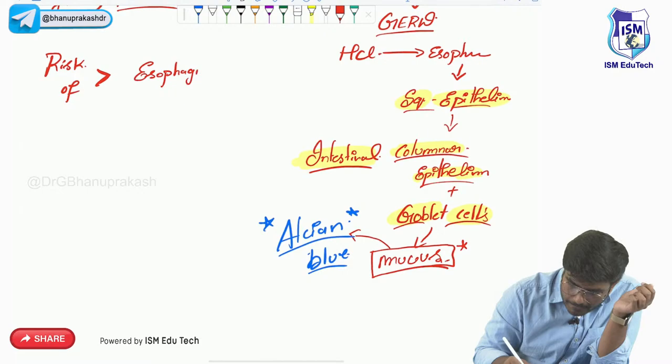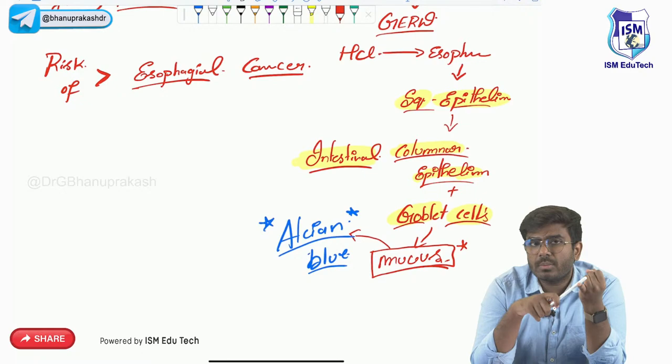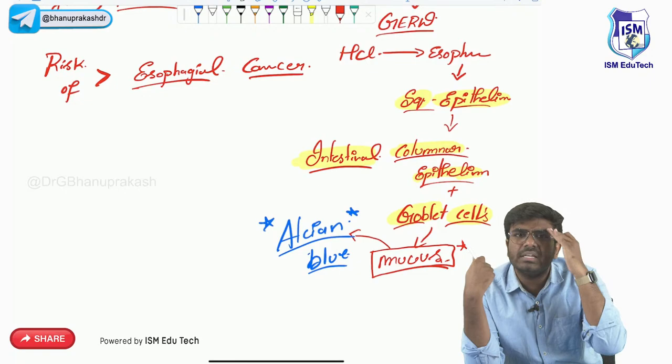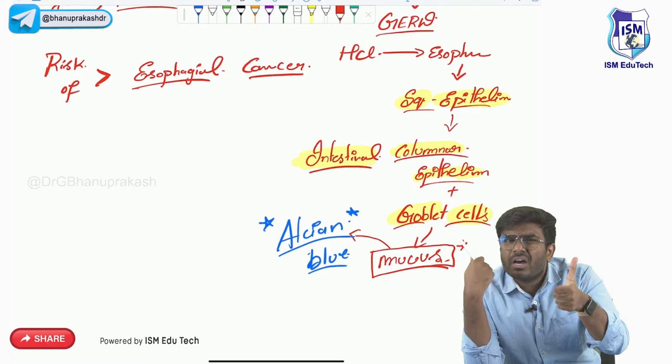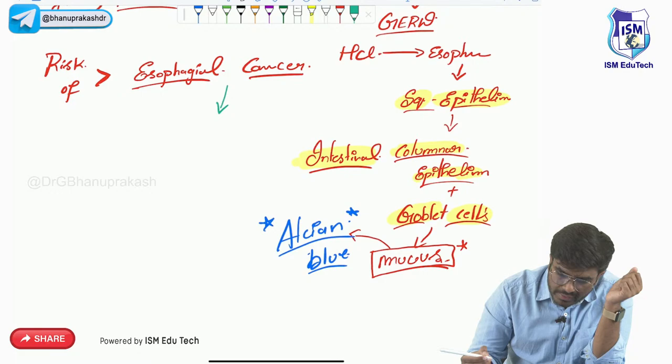Now, there are two types of esophageal cancer: squamous cell carcinoma of the esophagus and adenocarcinoma of the esophagus. Whenever you have this Barrett's esophagus, it will cause... Now, tell me, guys, if you are really a good student, just think logically and tell me. Barrett's esophagus will cause squamous cell carcinoma or adenocarcinoma? Which type of esophageal cancer will be seen in Barrett's esophagus?